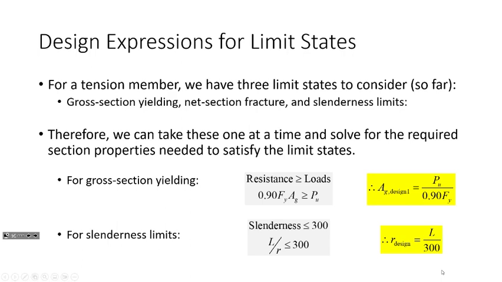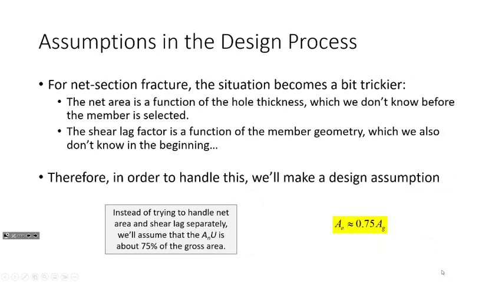Make sense? Now here's where things get weird. What about net section fracture? How do I compute the net section fracture limit state? Well, I've got the gross area. I then take that gross area, convert it to a net area by subtracting the area loss due to the presence of bolt holes. And then I take that net area and I reduce it based on some shear lag factor. But if I'm in design mode, I have no idea what the member looks like.